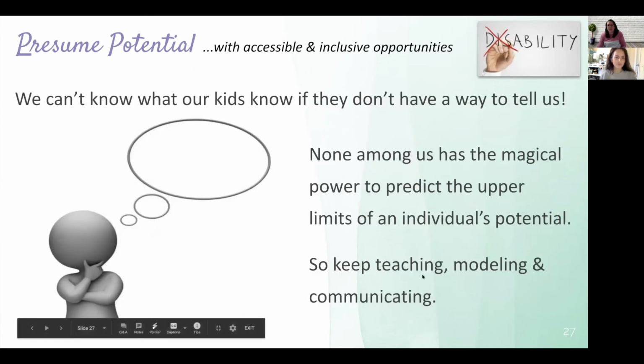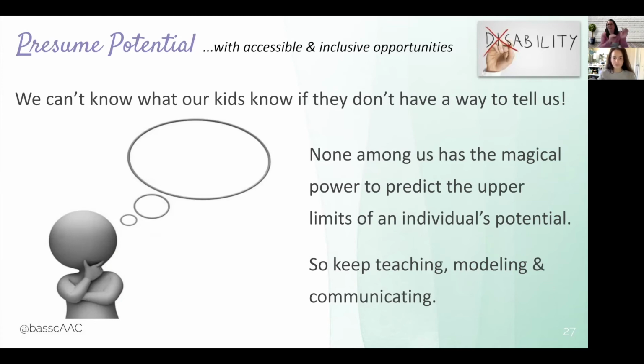All right, and we can't know what our kids know if they don't have a way to tell us. We keep circling back around to this, but it all comes back to this. We don't have a magic wand, or a magical power, to know what a student is going to be able to achieve. So it's on us, again, as educators, this is the weight that we bear, to think outside of that box, to teach them with multiple modalities and in different ways, to demonstrate their language, speak our words on their AAC system, and communicate.